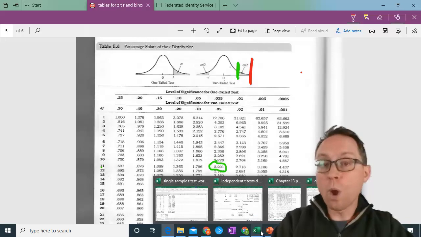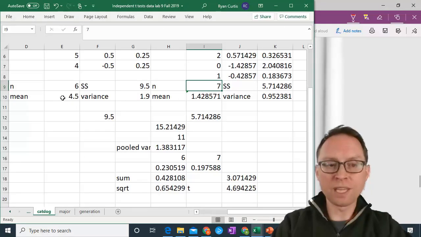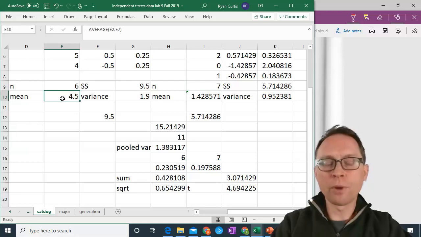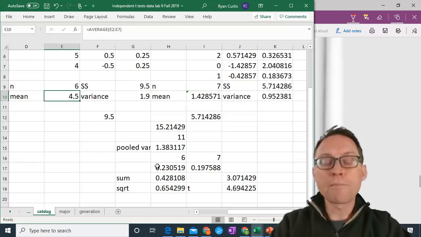Now, to figure out what the difference is, which one actually drinks more, we have to look back at the actual means. Cat people drank 4.5 cups of tea. Dog people drank 1.42 cups of tea. So what we're saying is that cat people drink significantly more tea than dog people.